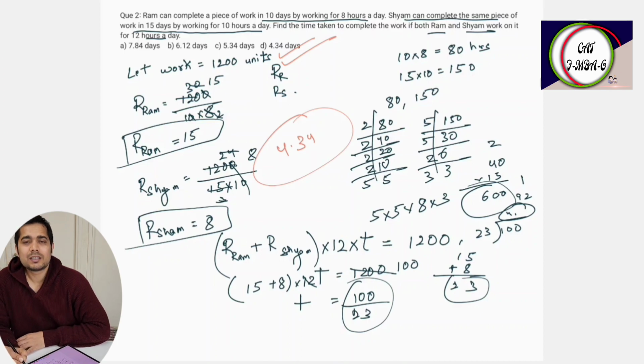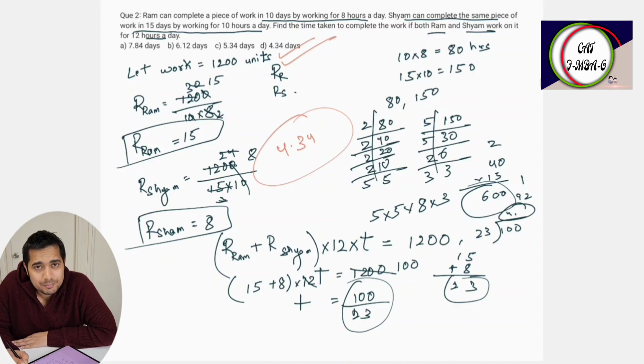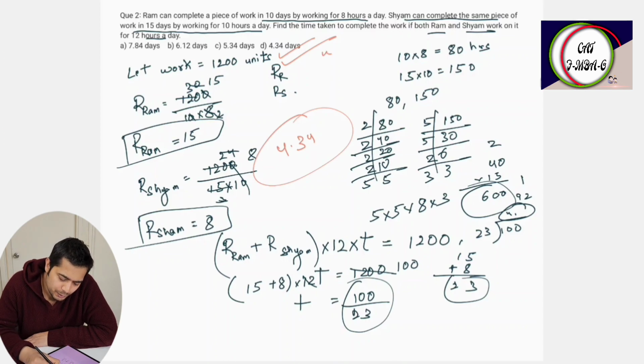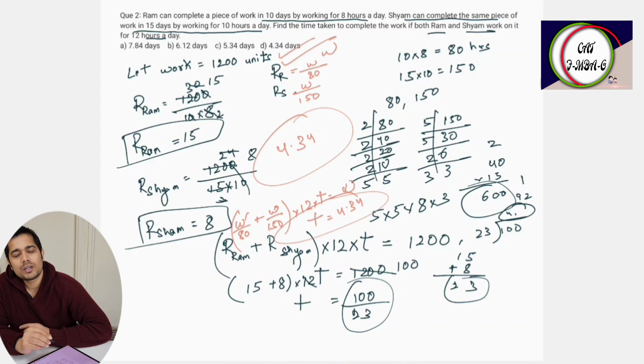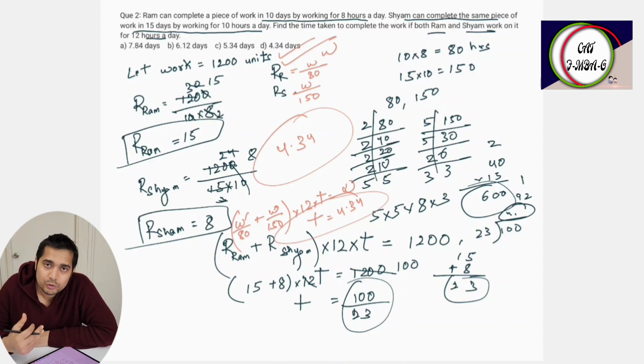Got it? How we solve this? This you can also solve without using the LCM method. You can assume the work to be W. Rate of Ram will be W by 10 into 8, that is 80. Rate of Sham will be W by 15 into 10, that is 150. Then W by 80 plus W by 150, into 12, into T is equal to W. W will cancel. Finally, T you will be able to find as 4.34. Okay, this is the simple method. Let's move ahead to the next question.